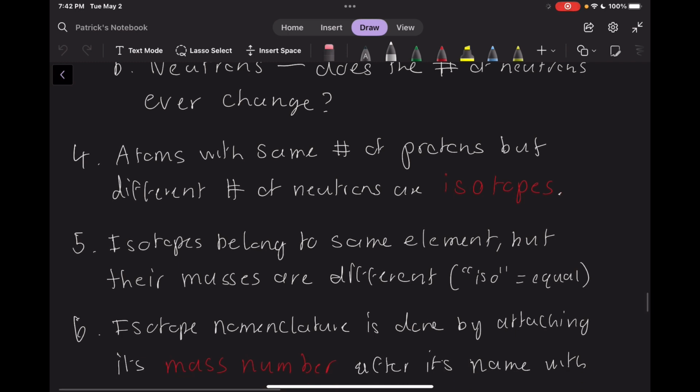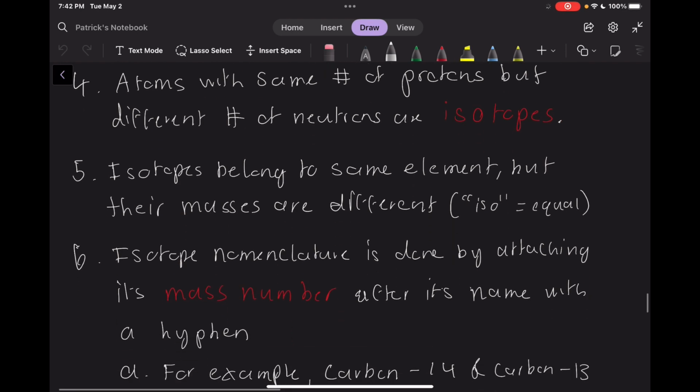The answer is yes. Some atoms have the same number of protons but a different number of neutrons, and these atoms are referred to as isotopes. Remember, isotopes belong to the same element. Always. We can't overstate this point. Isotopes belong to the same element and therefore have the same atomic number.